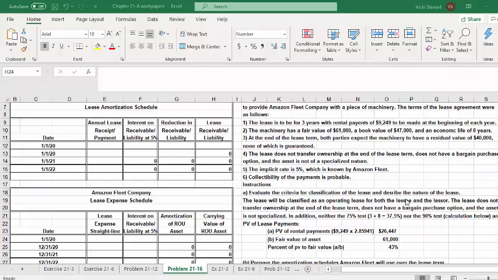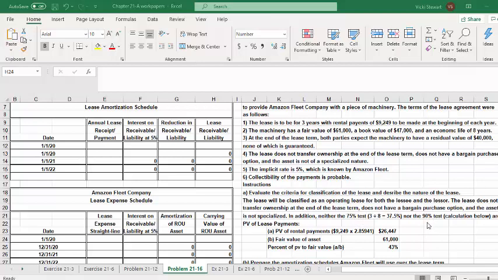So for the 75% test, we look at the lease term, which was 3 years. We divide that by the economic life of the equipment, which was 8, and we get 37.5%. So that is not more than 75% of the economic life. So it did not meet that test.